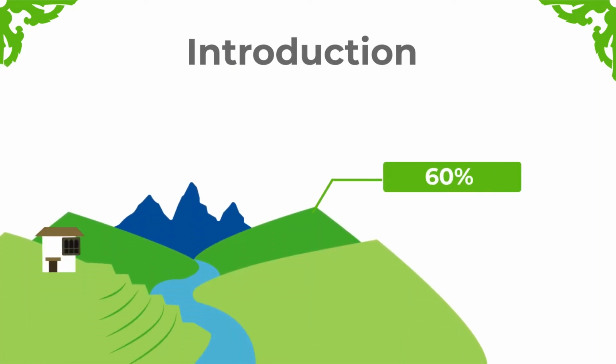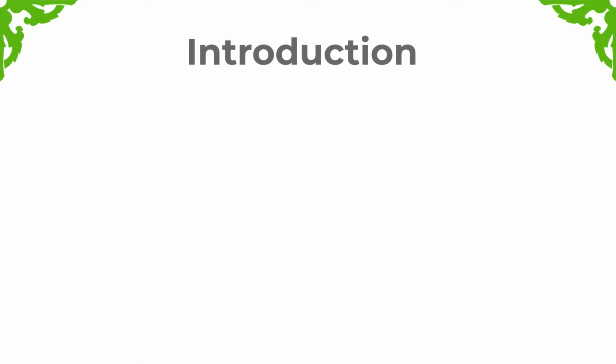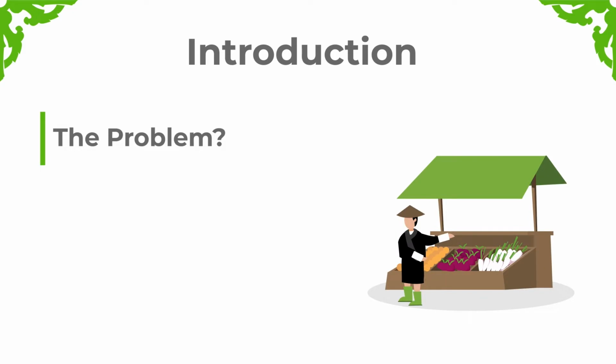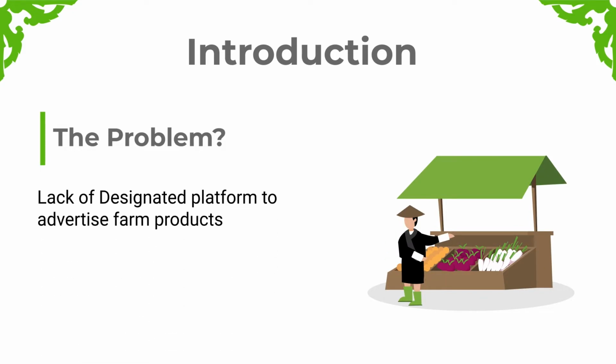Bhutan is a country where more than 60% of the population practice agriculture, but it doesn't mean it's an easy job. Once the crops are harvested, the next question is how and where to sell them. The problems that we have identified are the lack of a designated platform to advertise farm products and the uncertainty of the marketplace.